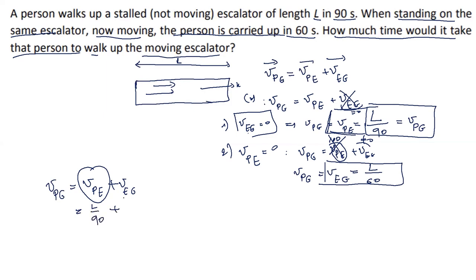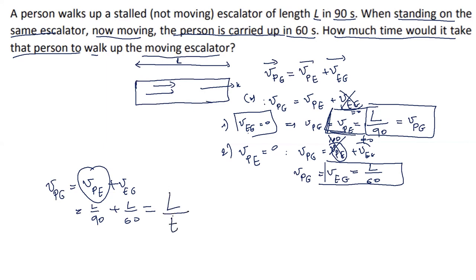Okay. V escalator with respect to the ground is also L divided by 60. So I get this: L divided by 90, L divided by 60. And this now is equal to what? Of course, it will be equal to L. It's the same distance divided by the time that I'm looking for.